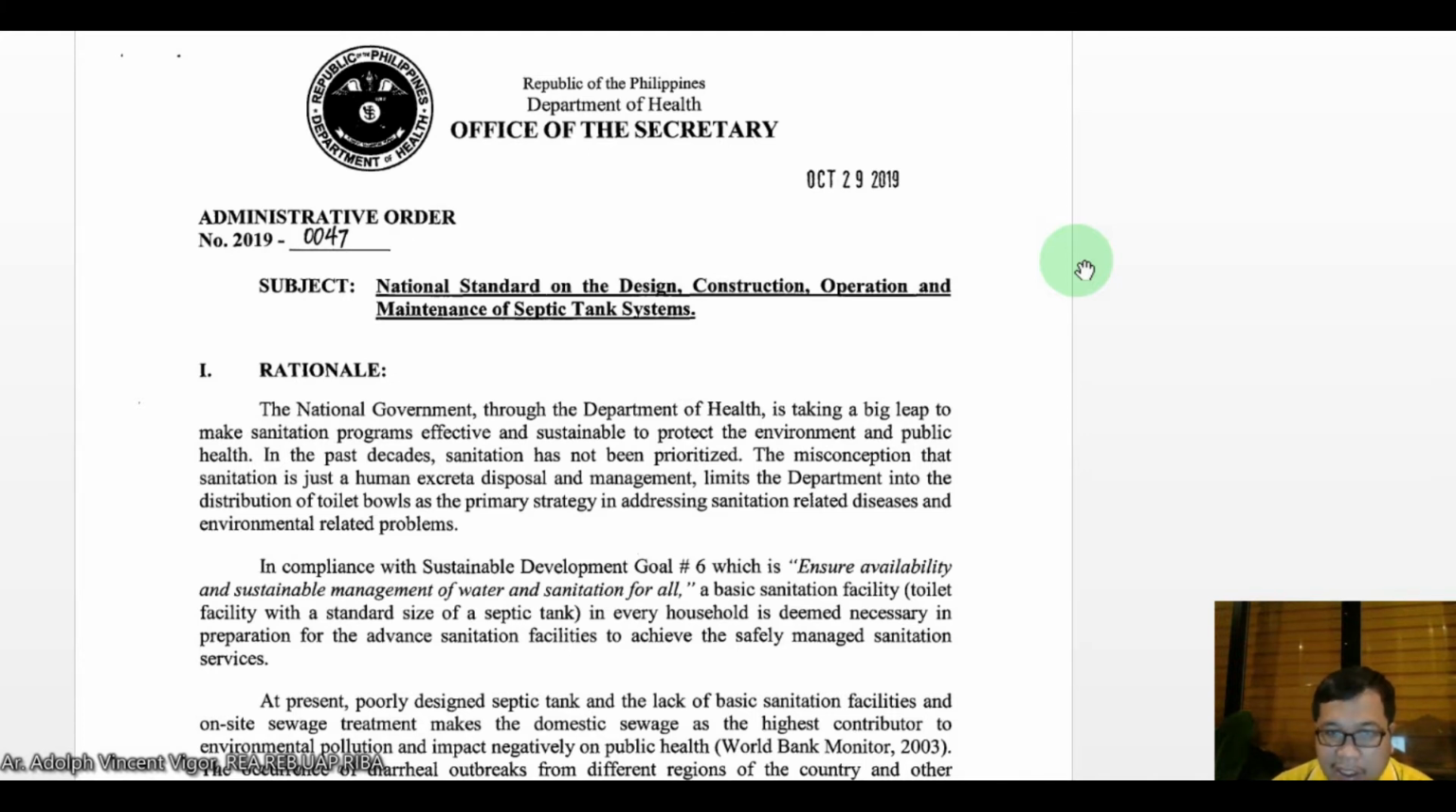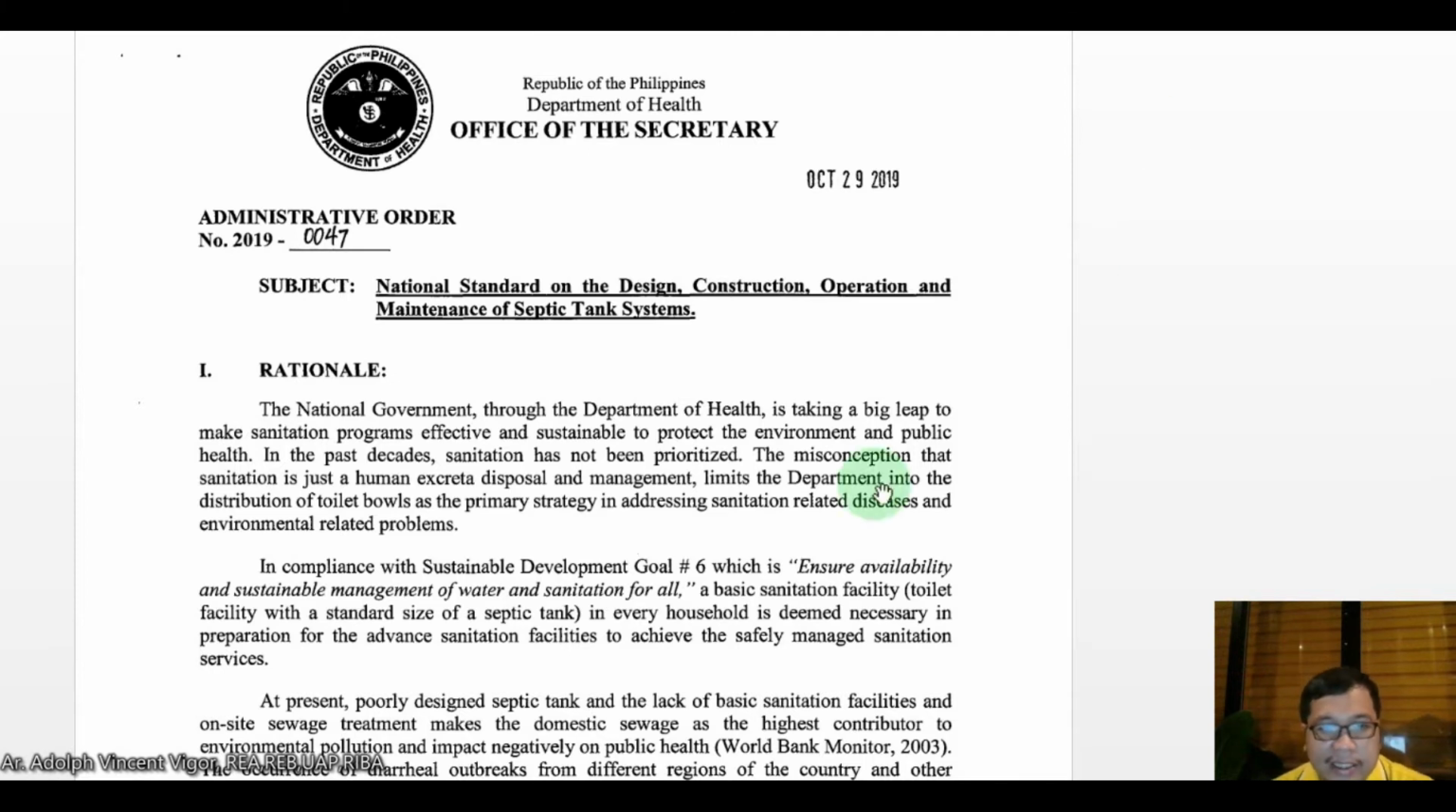So, in compliance with Sustainable Development Goal number 6, which is to ensure availability and sustainable management of water and sanitation for all, a basic sanitation facility, a toilet facility with a standard size of a septic tank in every household, is deemed necessary in preparation for the advanced sanitation facilities to achieve the safely managed sanitation services.